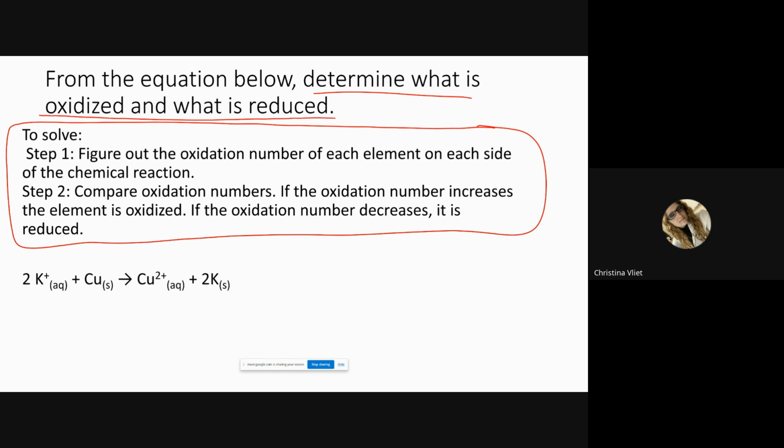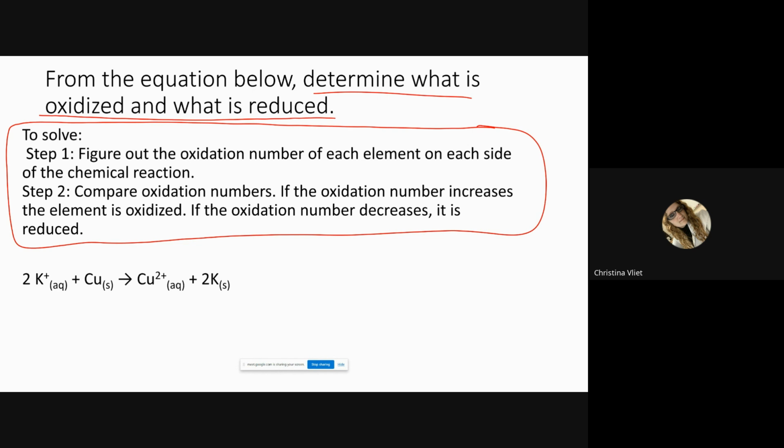So step one says you figure out the oxidation number for each element on each side of the chemical reaction. And then step two is going to be compare. If you see the charge goes up, we call this oxidation. And if the charge goes down, we call this reduction. Because it's really a reduction of the charge. So once again, I'm going to give you some time to write down the steps, please. And then after I see most of you have gotten the steps written down, in the practice question, I'll teach you how to solve it.